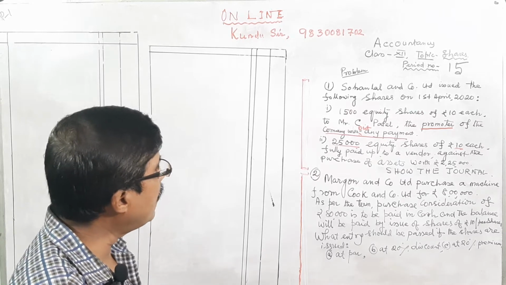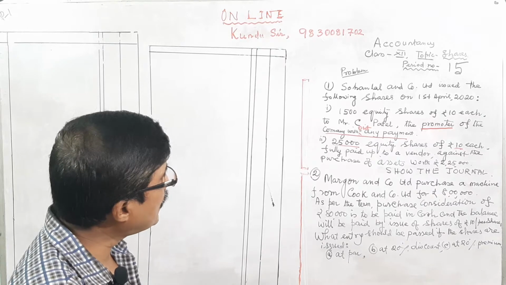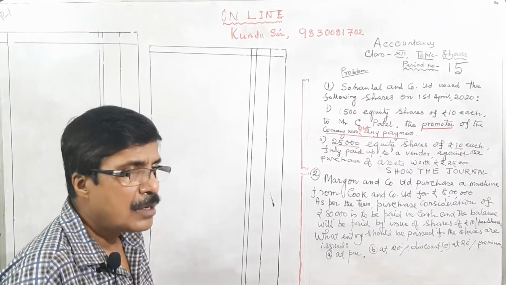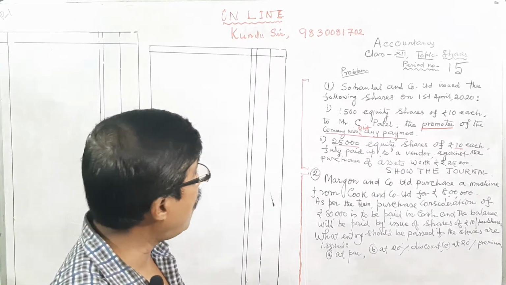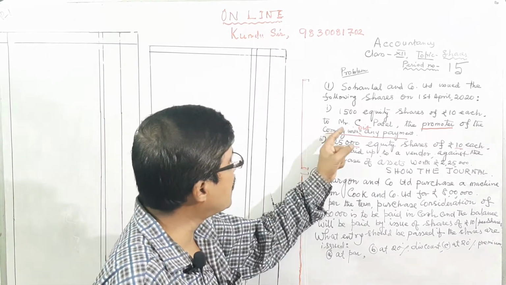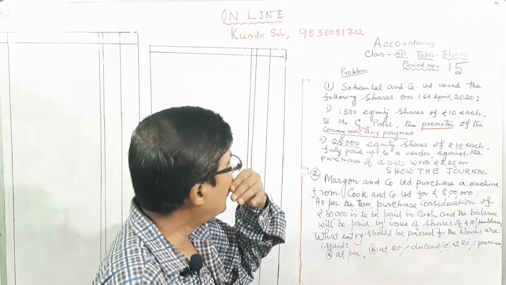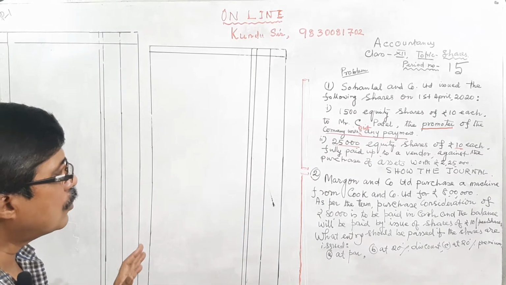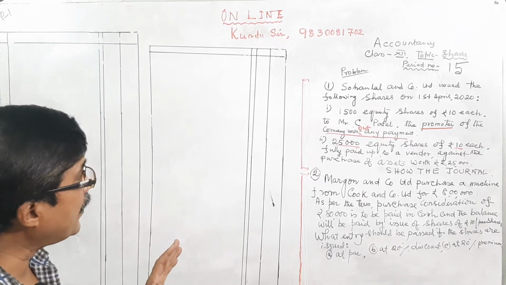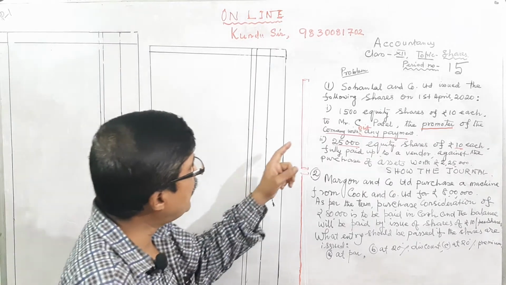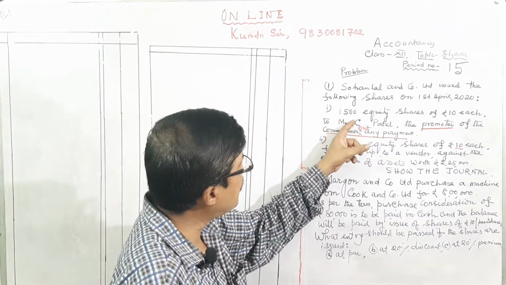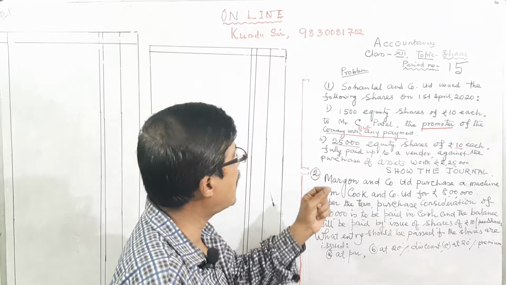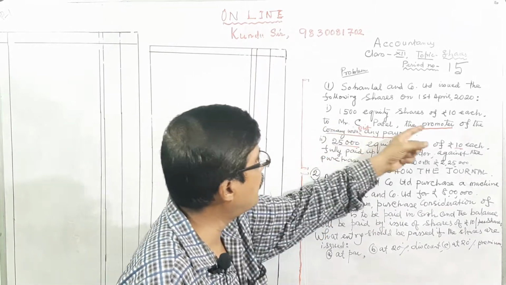So when we are giving the shares to the promoter, the entry will be: incorporation expenses account debit to Mr. C. Patil. Then Mr. C. Patil account debit to equity share capital, and the company has given 1500 shares. That means Mr. Patil is getting shares of rupees 15,000.